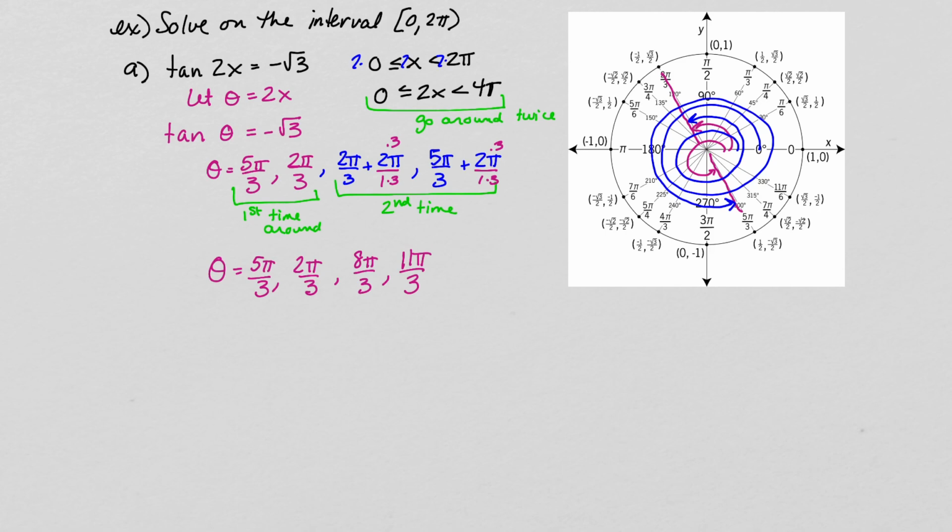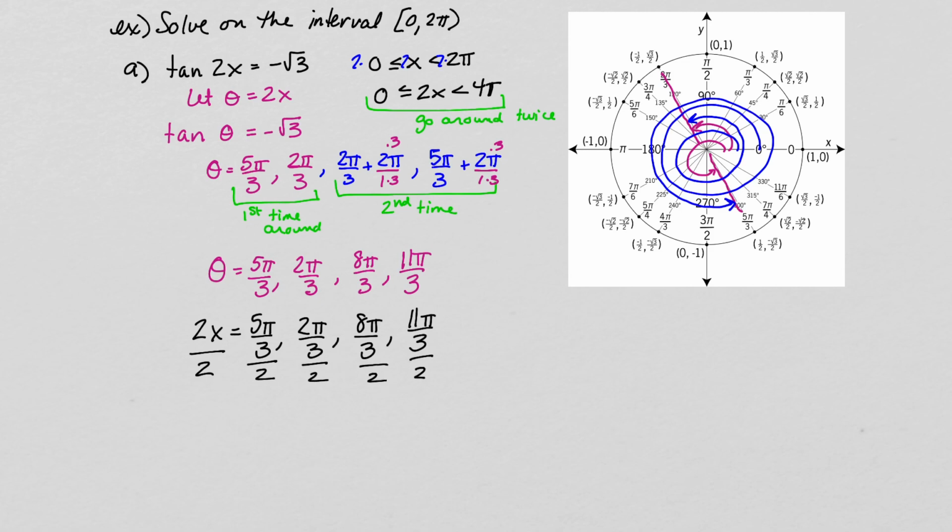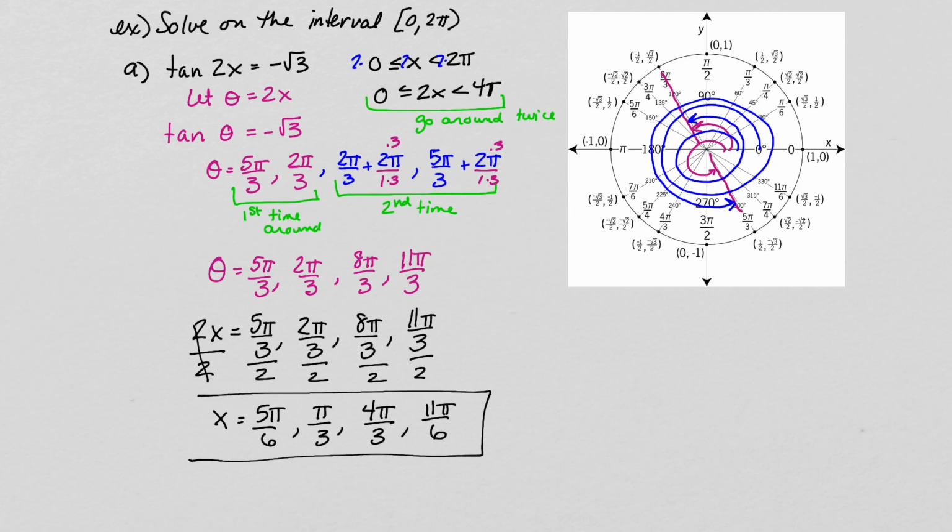Remember, I need to get to x. In my original problem, theta was 2x. So this is saying 2x is equal to 5 pi over 3, 2 pi over 3, 8 pi over 3, 11 pi over 3. If we divide everything by 2, x would end up being 5 pi over 6. In this second one, the 2's would actually end up canceling. We'd just get pi over 3. The next one, we could cancel. We'd get 4 pi over 3, and then 11 pi over 6. So you end up with these 4 answers.